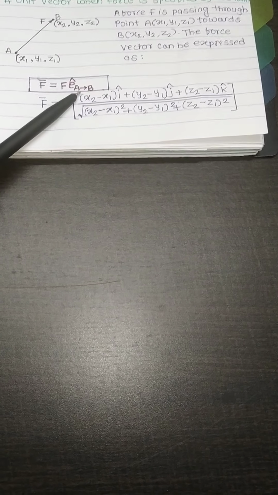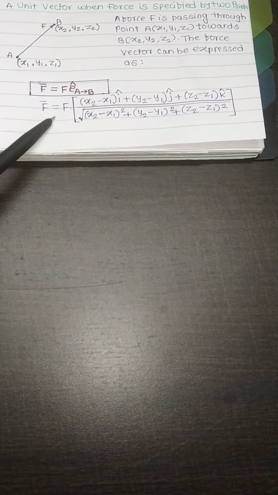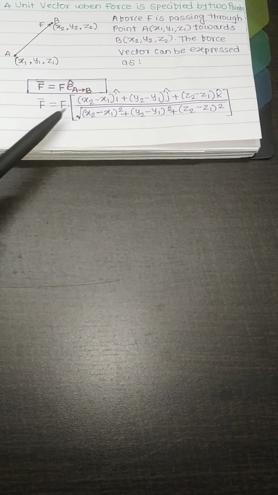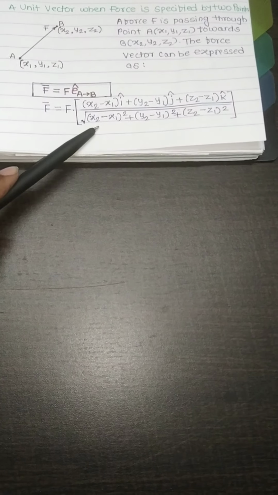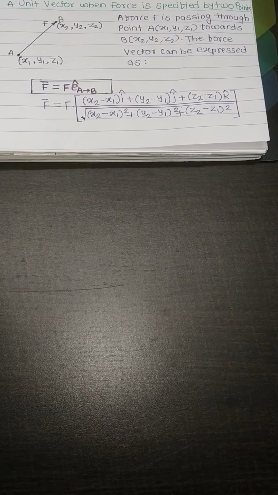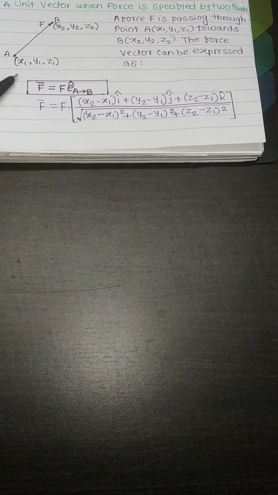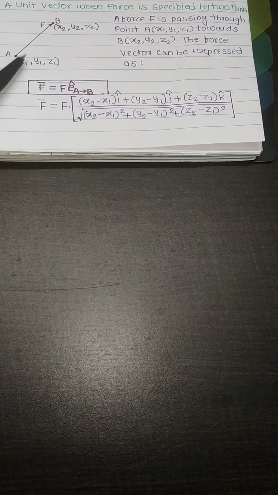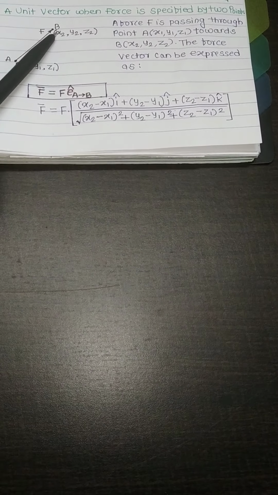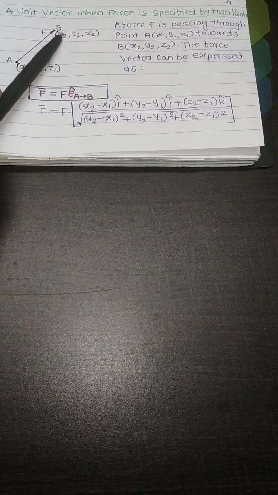But when this unit vector is specified in between 2 points, how can we define the components of a vector along three directions, that is x, y and z direction? You can see now a force F I have expressed from point A towards B. It means that the point A is the origin, B is the end point.